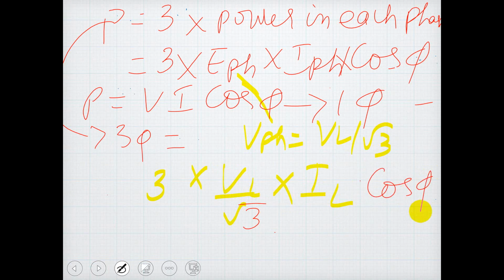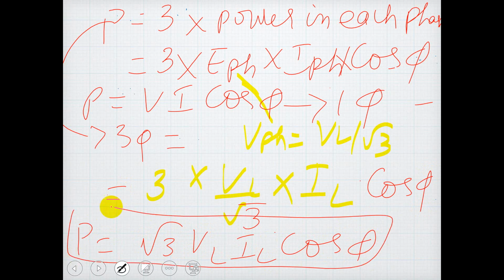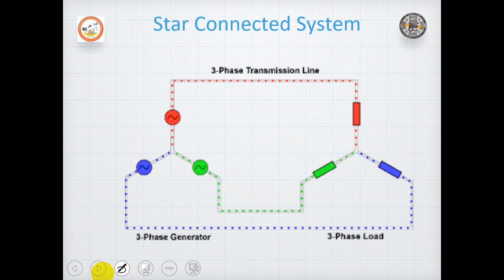So this can be written as root 3 VL IL cos phi in terms of line voltages, because remember, we can measure the current and voltage in line only. We cannot measure it in the phase winding. So referring always to the line voltage and line current, we need to measure the power. So this is the power equation for star connection.